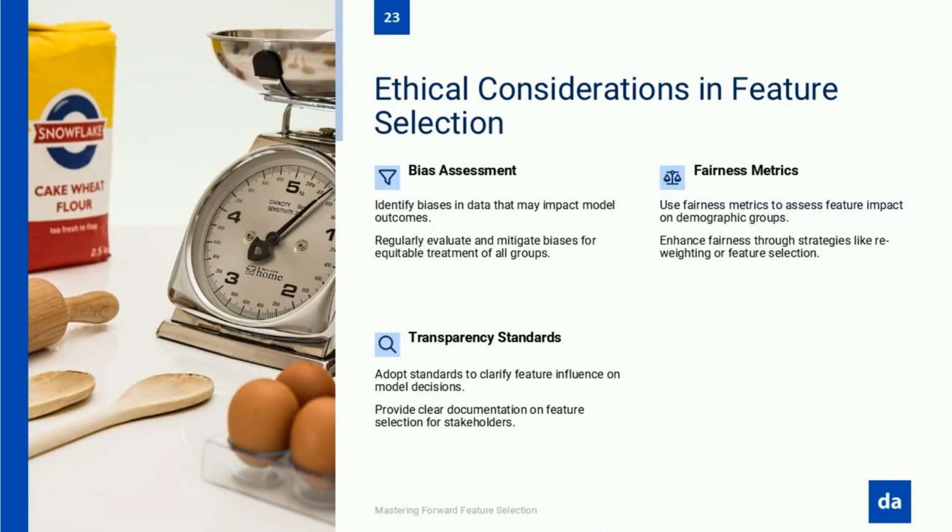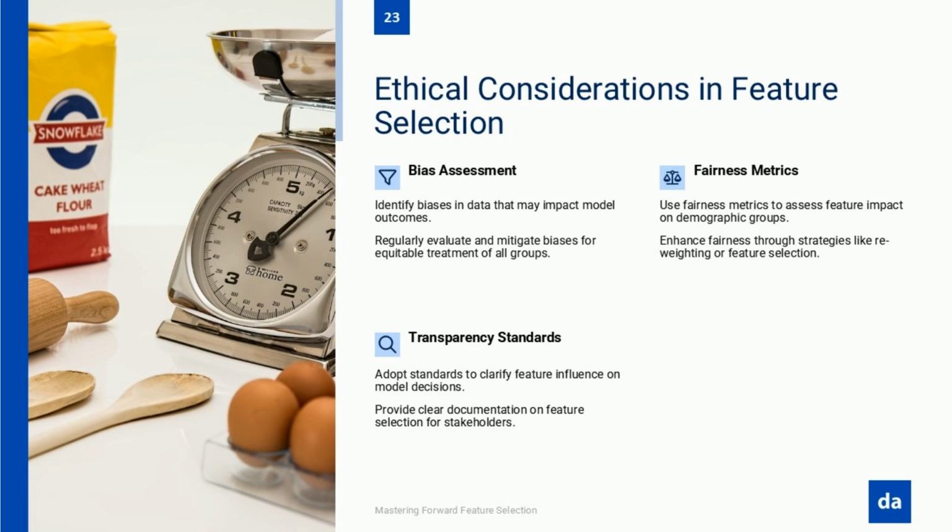Feature selection isn't just about improving model performance. It's also about making sure our models are fair and ethical. Because here's the thing. If we're not careful, forward feature selection can accidentally reinforce biases, introduce unfairness, or make models that favor certain groups over others. And that's a problem, especially in industries like finance, healthcare, and hiring, where AI decisions have real-world consequences.